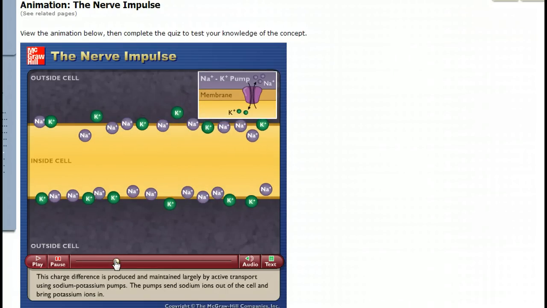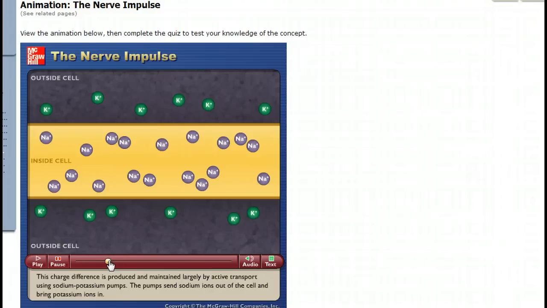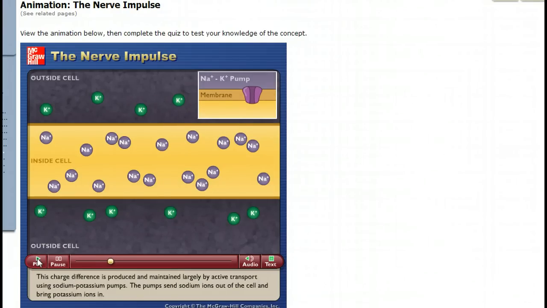Sorry, I hit the wrong button. Okay, so I just want to rewind it real quick. So what this guy's talking about is this example of active transport of concentrating things on one side of the membrane over the other, and preventing essentially diffusion of these ions. Okay, so he's talking about the sodium-potassium pump. Maintained largely by active transport using sodium-potassium pumps.